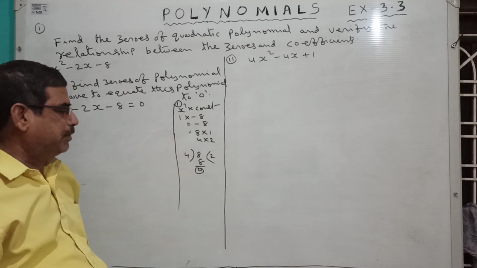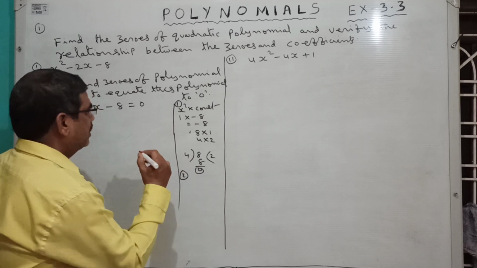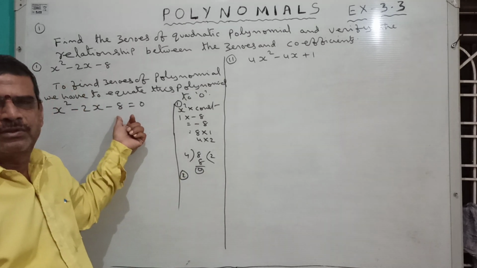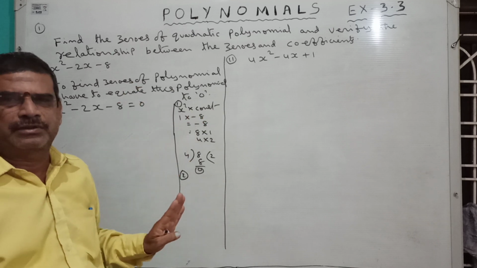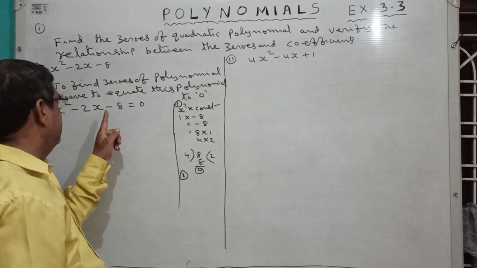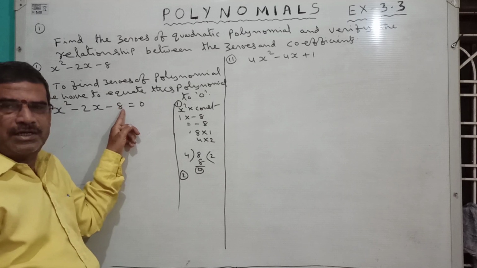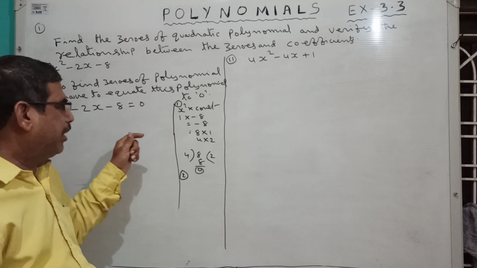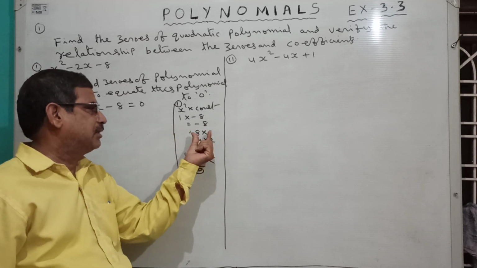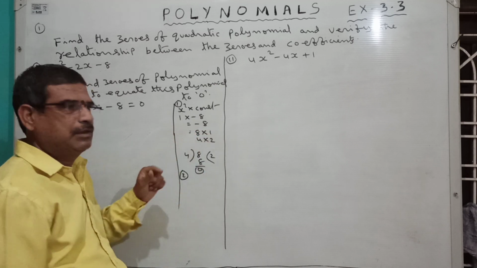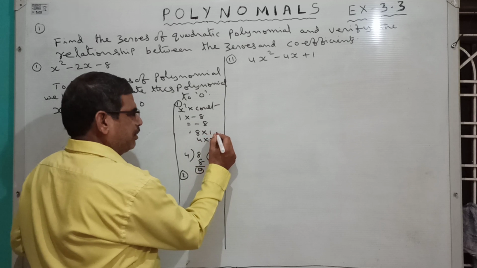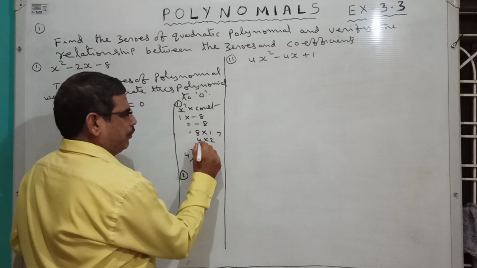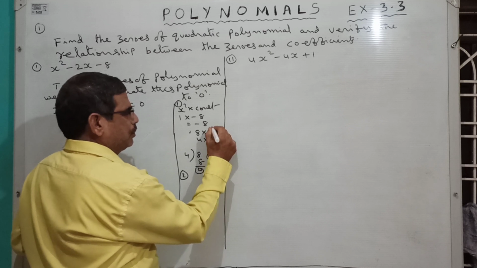So next, the second step. What is the second step? You have to observe the sign of the constant. Here the constant is 8 and the sign is minus. So I have to subtract these two numbers, either this pair or this pair. If I subtract, 8 minus 1 is equal to 7. 4 minus 2 is 2.